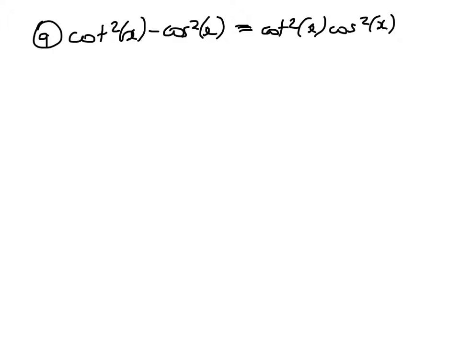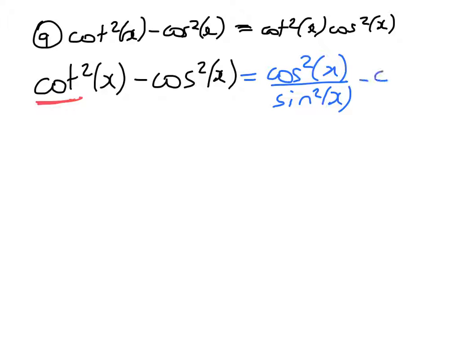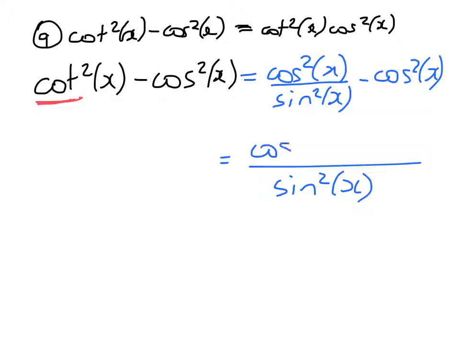We're trying to prove something about the difference between cot squared and cos squared. So write down the first line. Nothing really obvious springs to mind here, so try just inserting the definition of cot. So that is cos squared of x over sine squared of x minus cos squared of x. Now let's simplify. On the denominator we have sine squared of x cos squared of x minus sine squared x cos squared x.